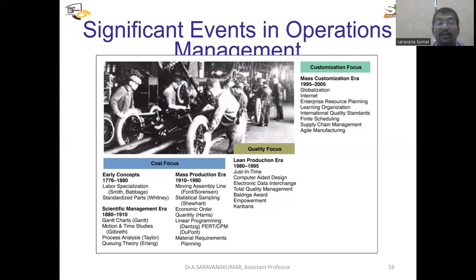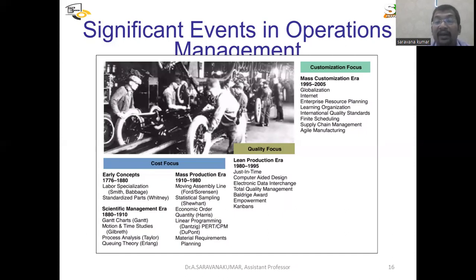Then the quality focus: lean production era, lean manufacturing, which is very important in operation management. The lean production era, 1980 to 1995, includes just in time, computer aided design, EDI, electronic data interchange, total quality management (TQM), the Baldrige Award, empowerment, and Kanban. These are related to the quality focus.